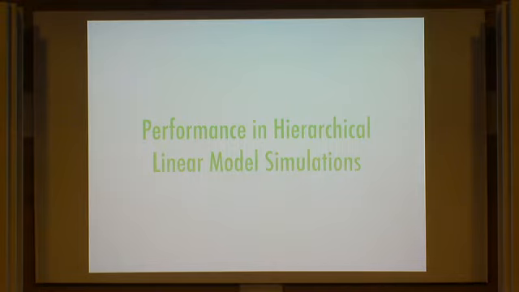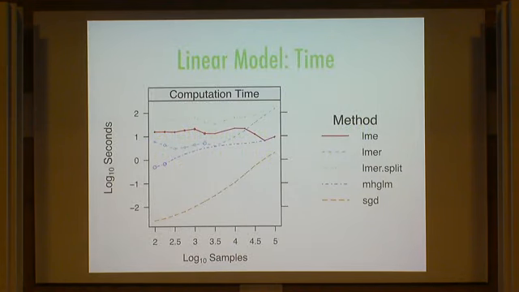Okay. So just in simulations, here's a simulation for a hierarchical linear model. I'm comparing a bunch of methods. So LME, LMER, these are two standard R packages for fitting hierarchical models. This LMER.split is where I split the data into 10 parts, fit a separate estimate on each part, and then combine them. This is the proposed procedure, moment hierarchical generalized linear model, and then the last is stochastic gradient descent.